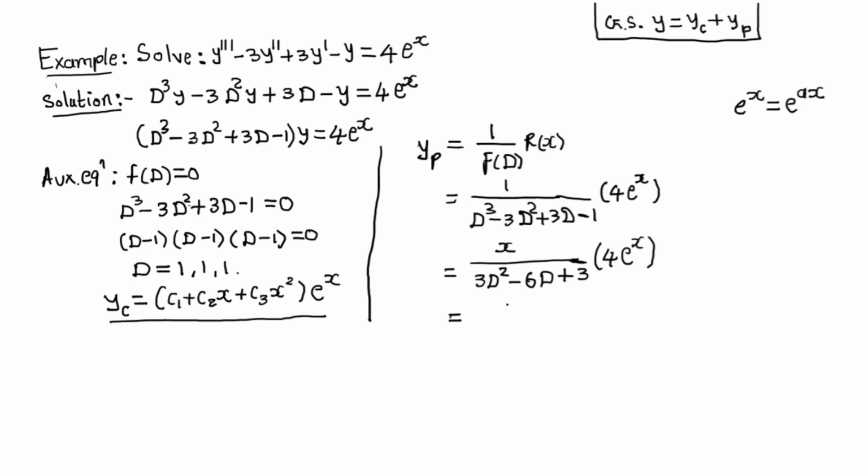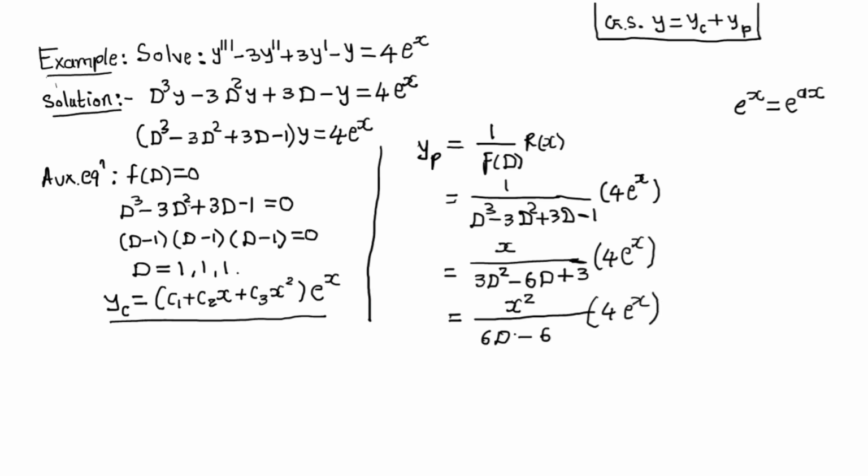Then what to do? We need to remodify it as we had done previously. So once again I will modify this term. I will multiply the numerator with x. So I was having x, once again multiplying x with x will give me x square. I will differentiate the denominator with respect to capital D. So this will give me 6D minus 6. The derivative of 6D will be 6 and the derivative of 3 will be 0. And my forcing function will be as it is, 4 e raised to x.